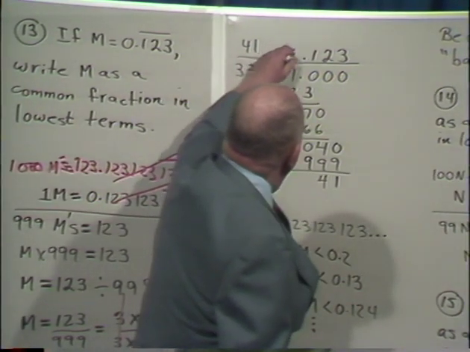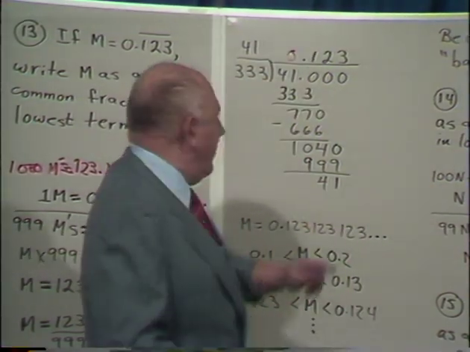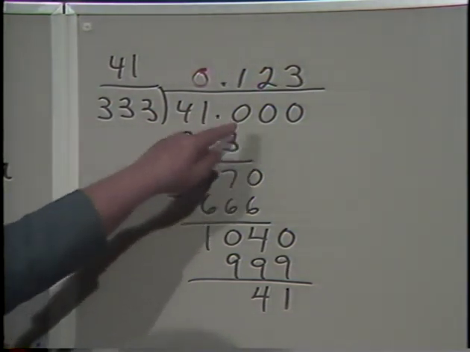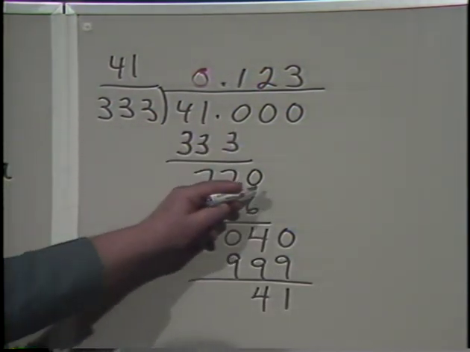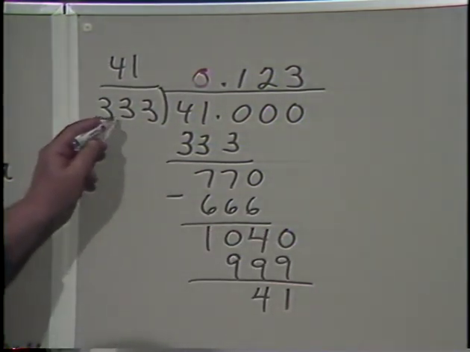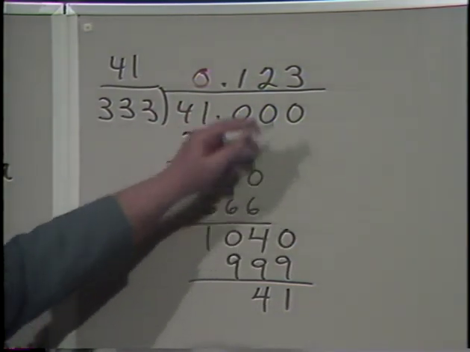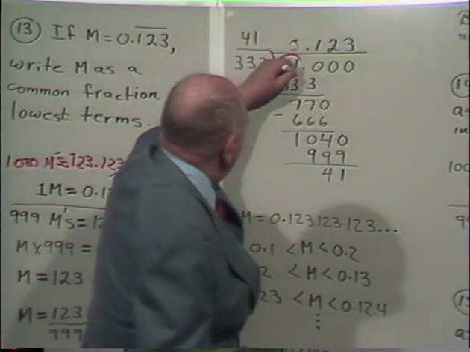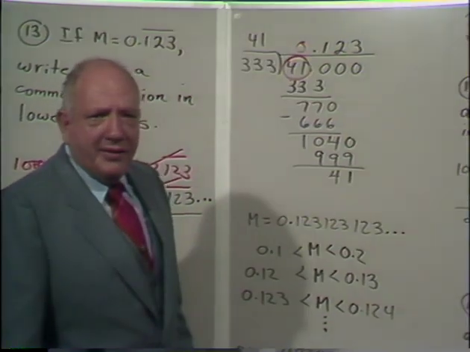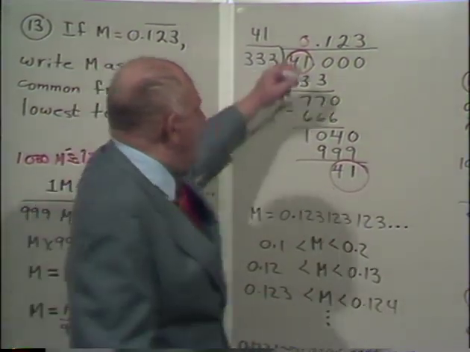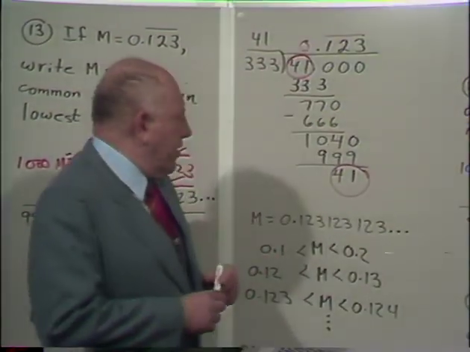Look, I'm so confident I'll write the 1, 2, and the 3 in to start with. 333 goes into 410 once. 333 from 410 is 77. I bring down the 0. 333 goes into 770 twice. 666 from 770 is 104. I bring down the 0. 333 goes into 1040 3 times. That's 999. I subtract. The answer is 41. Now look what happened. When I started this problem, I had a 41 followed by endlessly many zeros. When I got down to here, what did I have? 41 followed by endlessly many zeros. Therefore, this whole cycle is going to repeat.